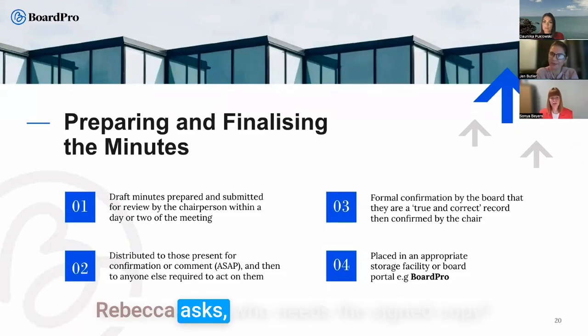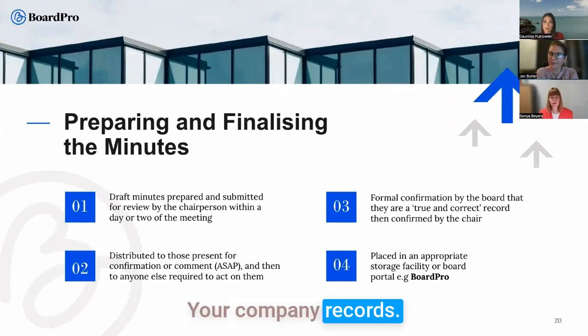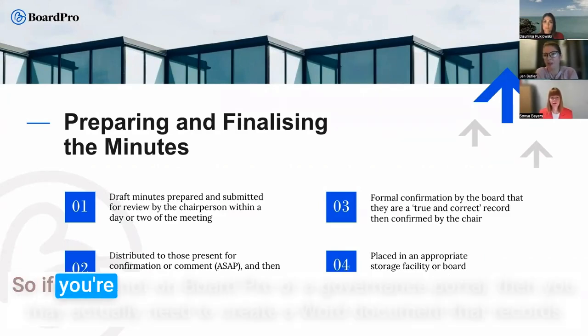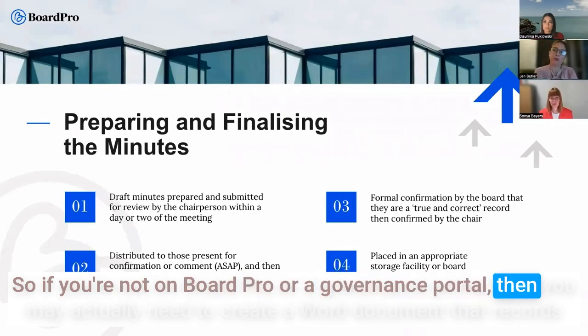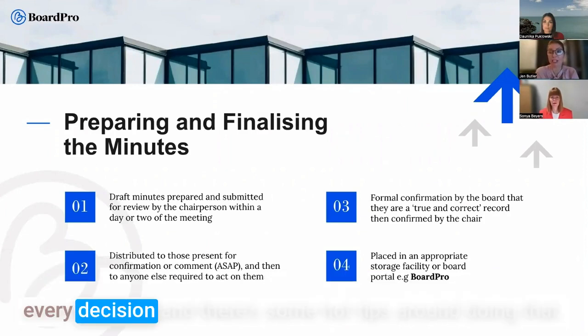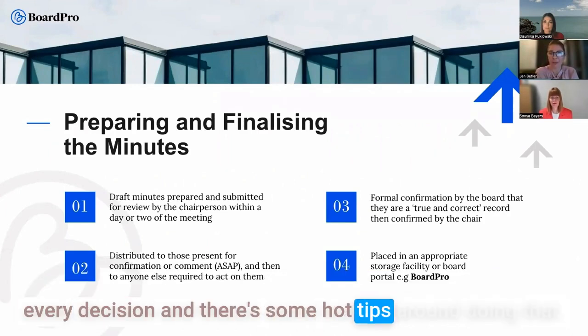Rebecca asks, who needs the signed copy? You said a register. It's for your company records. Yeah, your minute register. So you've still got to keep it minute register. Absolutely. So if you're not on Board Pro or a governance portal, then you may actually need to create a Word document that records every decision. And there's some hot tips around doing that.